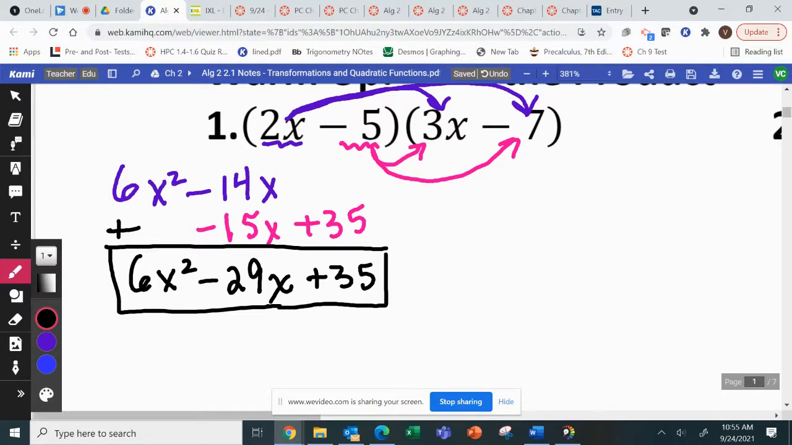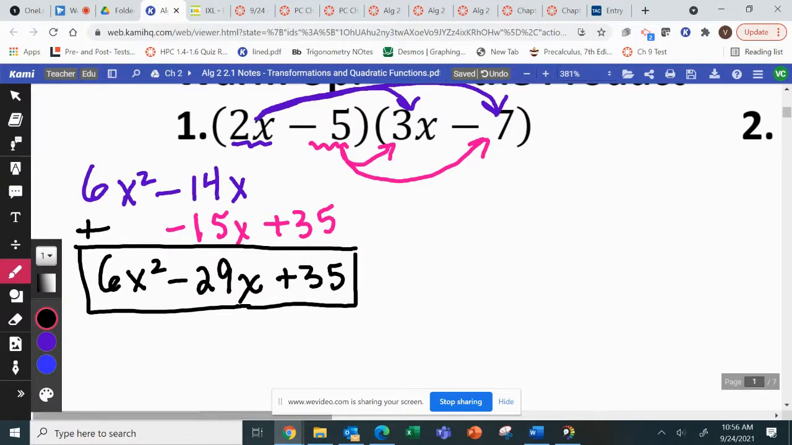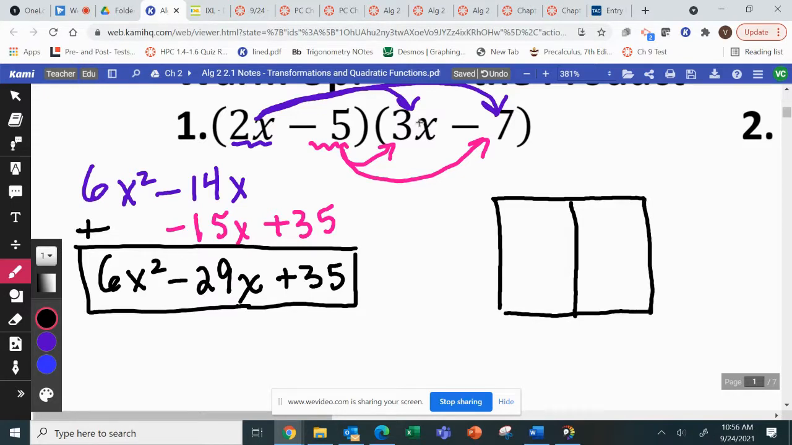There's also a grid method, which is a box method or a table method, however your teacher said it before. This is what a lot of people who are more visual like, but either way works. We've got 2 terms times 2 terms, so I'm going to have a 2 by 2 grid, or box. On one side, I'm going to have the 2x and the minus 5. On another side, I will have 3x and the minus 7.